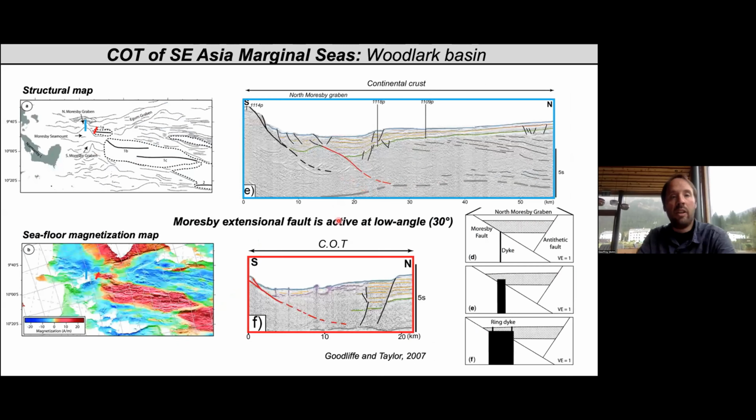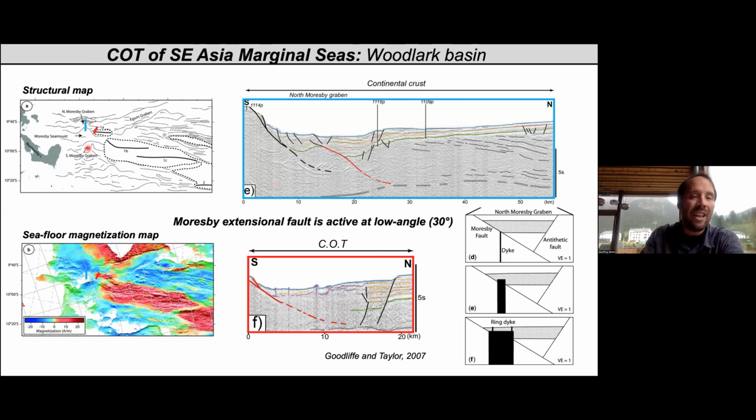Here I rely a lot on the work of Goodliffe and Brian Taylor. The Woodlark Basin is still a propagating rift, so it's a very interesting place because we are at the moment creating new oceanic lithosphere and continental breakup.